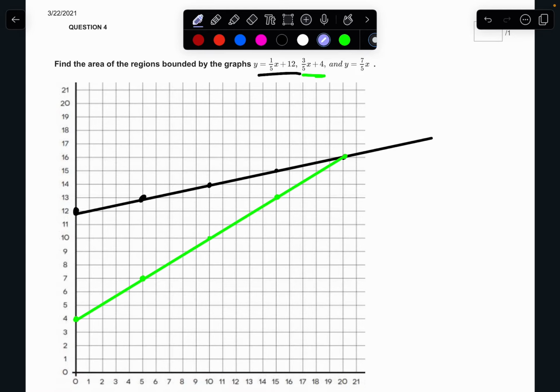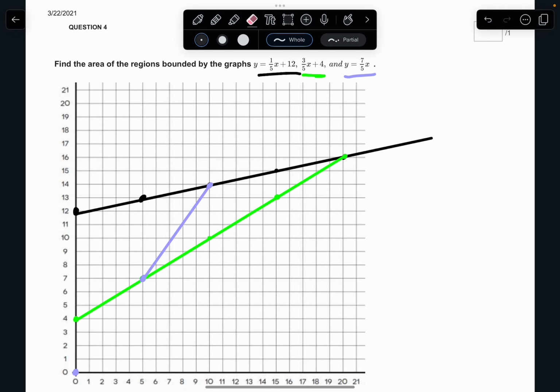And then let's do the last one, y equals 7/5 x. That's going to start at 0. It's going to go up 7, right 5. Gotcha. Up 7, right 1, 2, 3, 4, 5. It's 5, right there. There we go. Perfect. So I'm going to erase the excess.